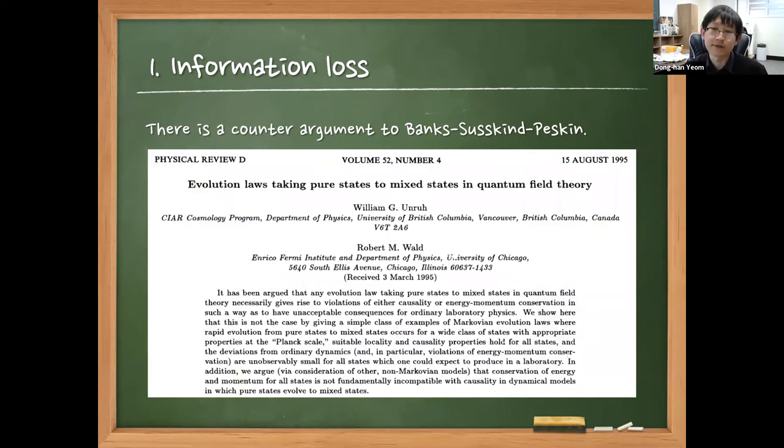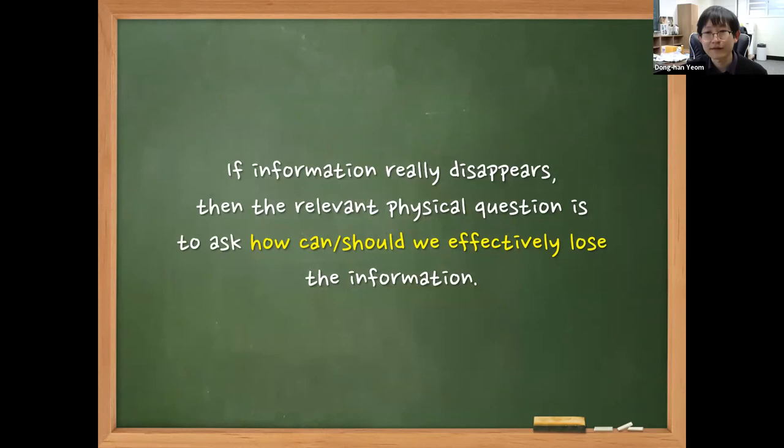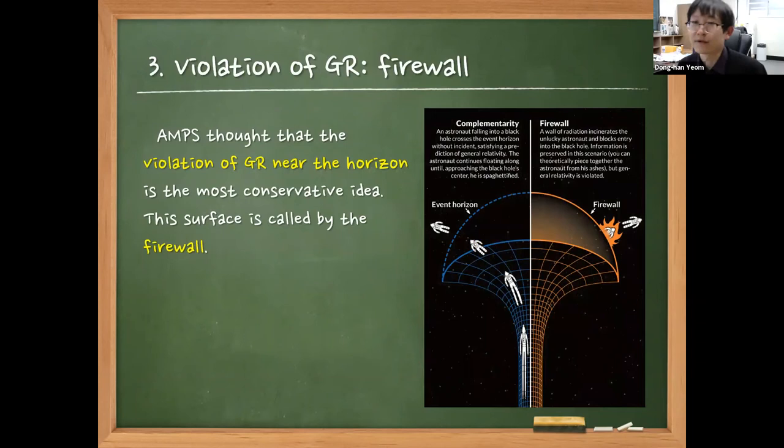If it is not the case, then maybe information loss can also be a logical possibility. So if information really disappears, then the relevant physical question is to ask how can or how should we effectively lose the information. If information is lost and we do not explain how it disappears, then this is not a physical explanation. If it is a physical explanation, then you must explain how we effectively lose the information. So I think that this must be the physical question for the direction of option number one. Okay, let's go to the more popular and famous idea.